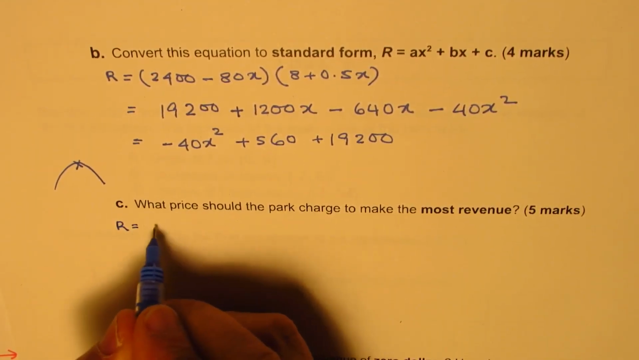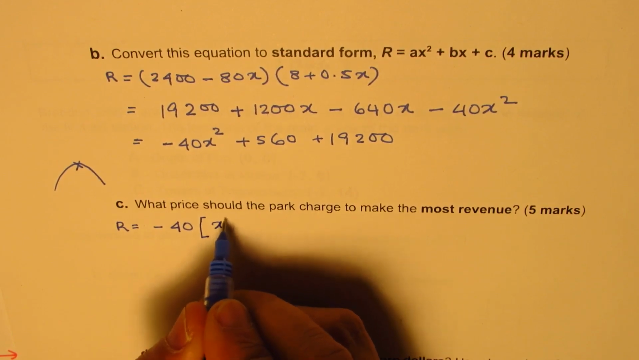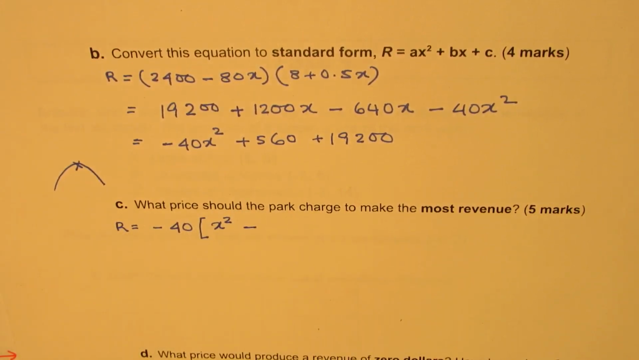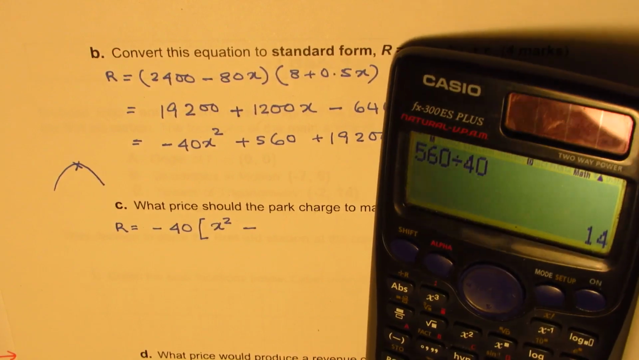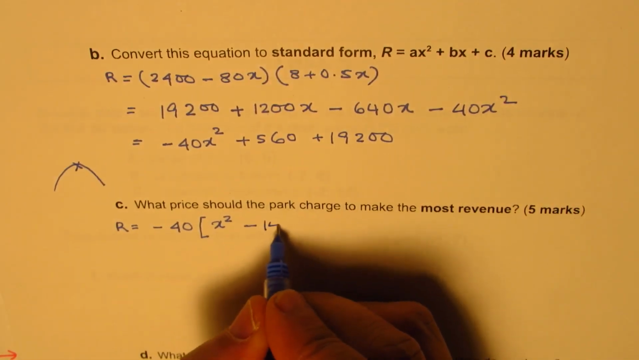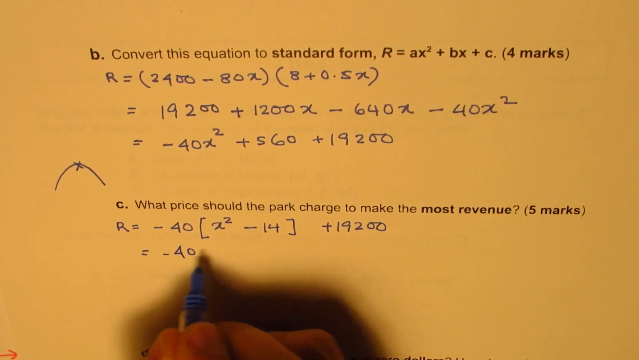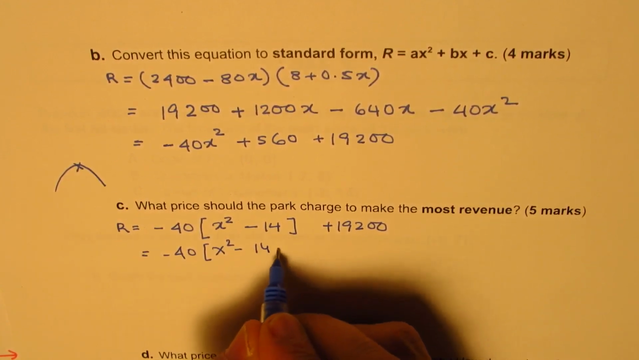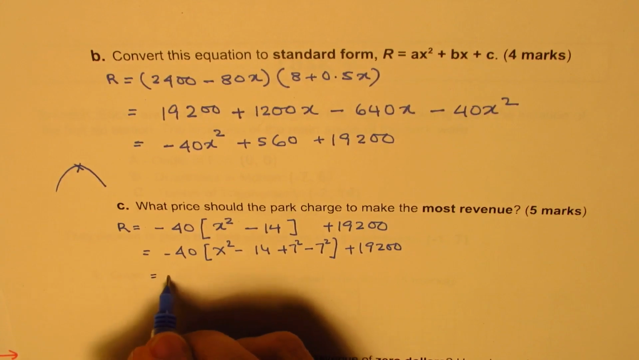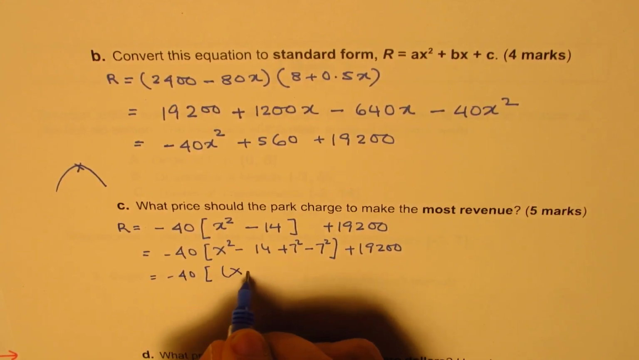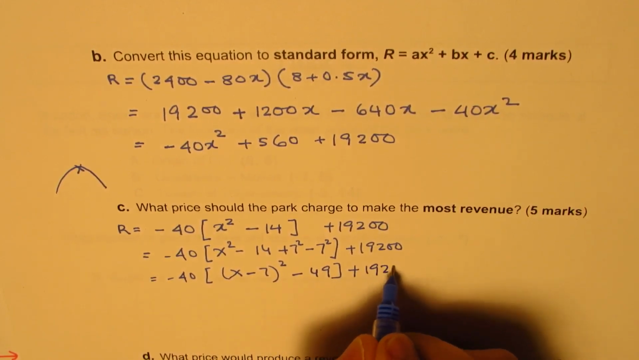So we have R equals minus, I'll take 40 common, right? And we have x squared. This becomes minus. Let's divide 560 by 40. So 560 divided by 40 will give us 14. And we have this 19,200. So let's continue this process. x squared minus 14x. Half of 14 is 7. So we'll add and subtract 7 squared, which is minus 40 times. That gives us x minus 7 whole squared. And this is minus 49 plus 19,200.